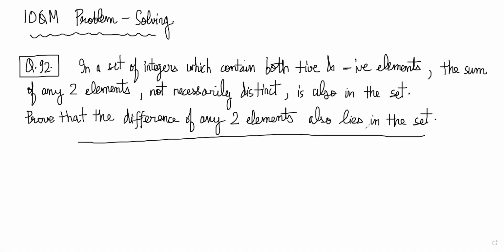Okay. So we have a set of integers which have both positive and negative terms. The sum of any two elements in the set will also be in the set, right? So we have to prove that the difference will also be in the set. First of all, we'll do a simple induction to prove that if C, which is an integer, belongs to the set, then n times C will also belong to the set. Here n is an integer.